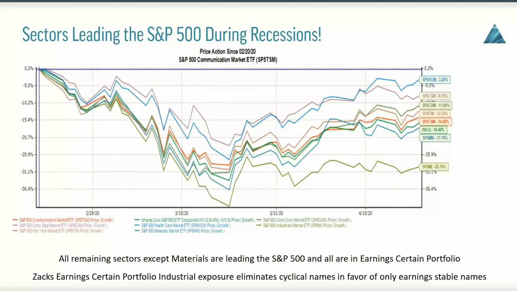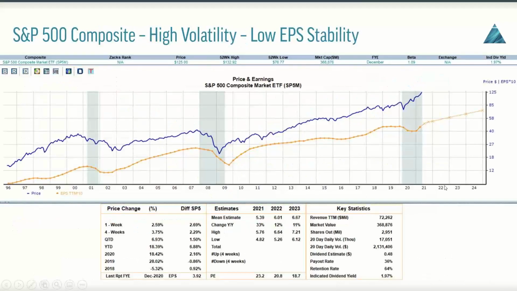So within the industrials and within the material sectors, you can find some real nuggets of gold with regard to companies that have demonstrated 20 plus years of rock solid earnings stability. So again, the idea is to eliminate the high volatility and the low earnings stability out of the S&P 500.